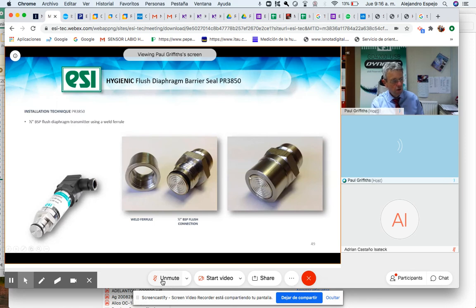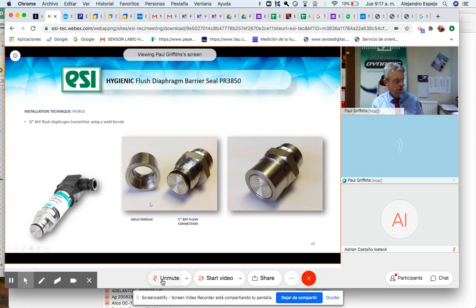So it gives a very nice flush diaphragm, and it means that if you have viscous material, foodstuffs, all sorts really, you don't have any buildup, you don't have any trapped materials.